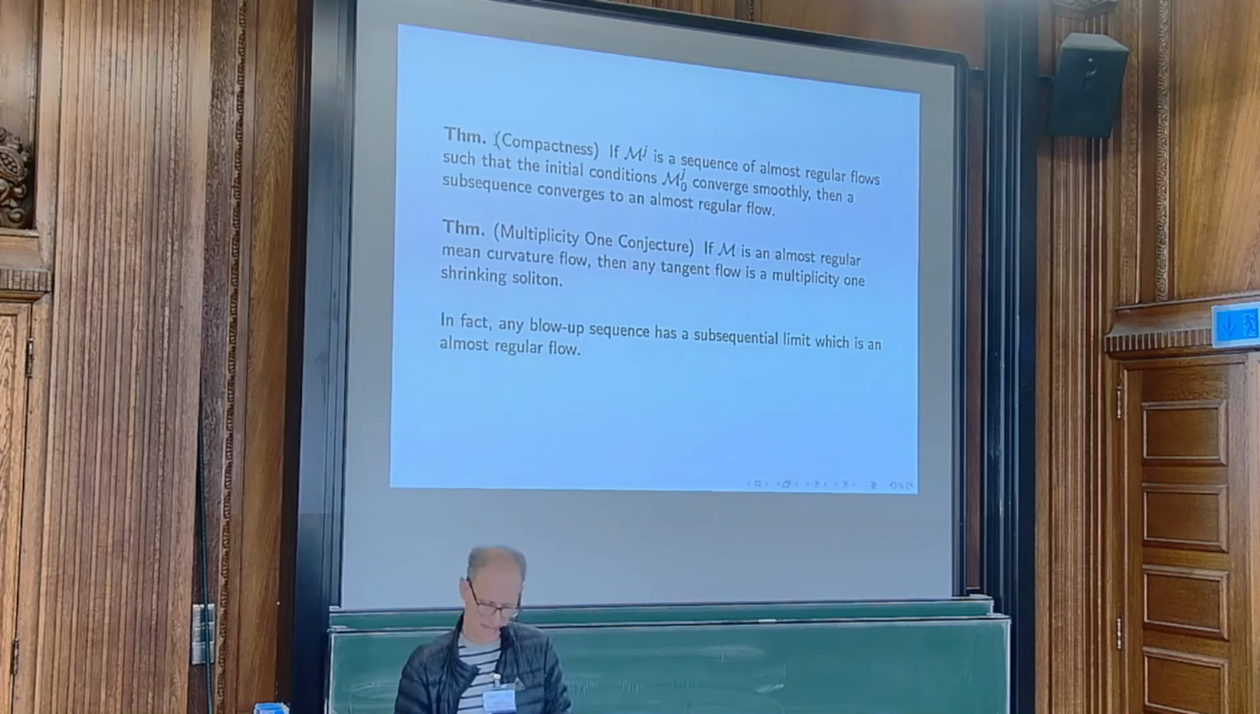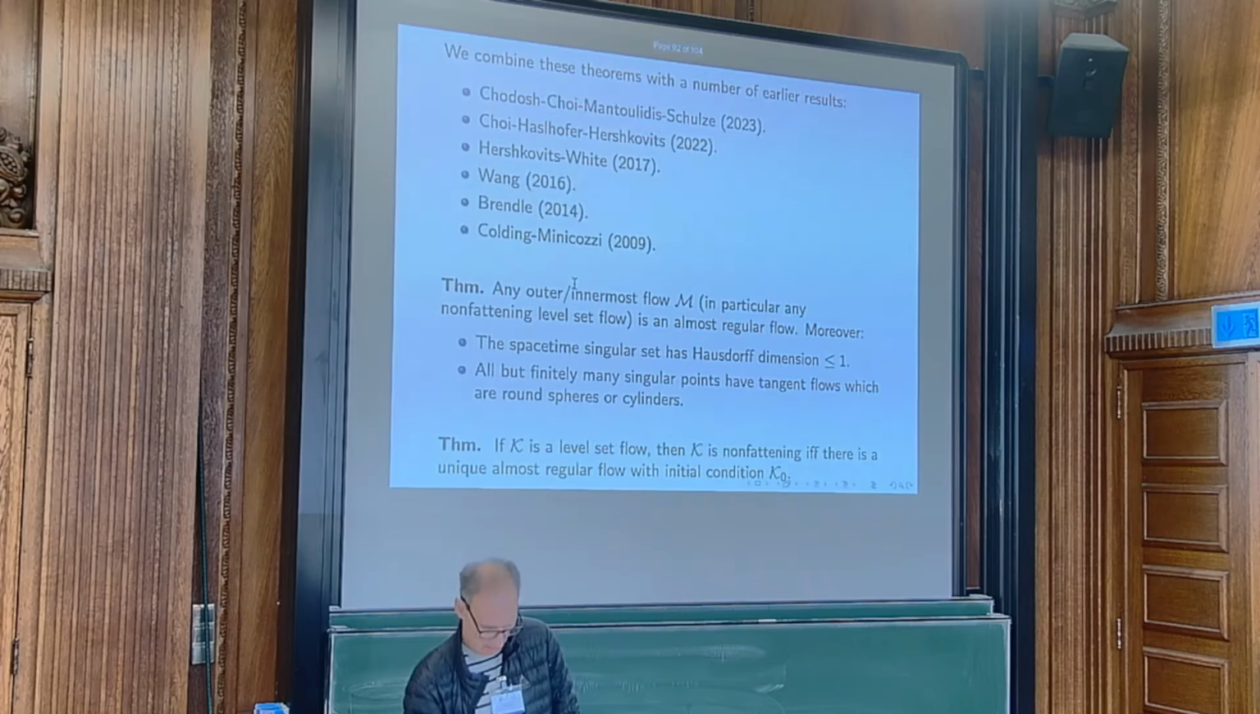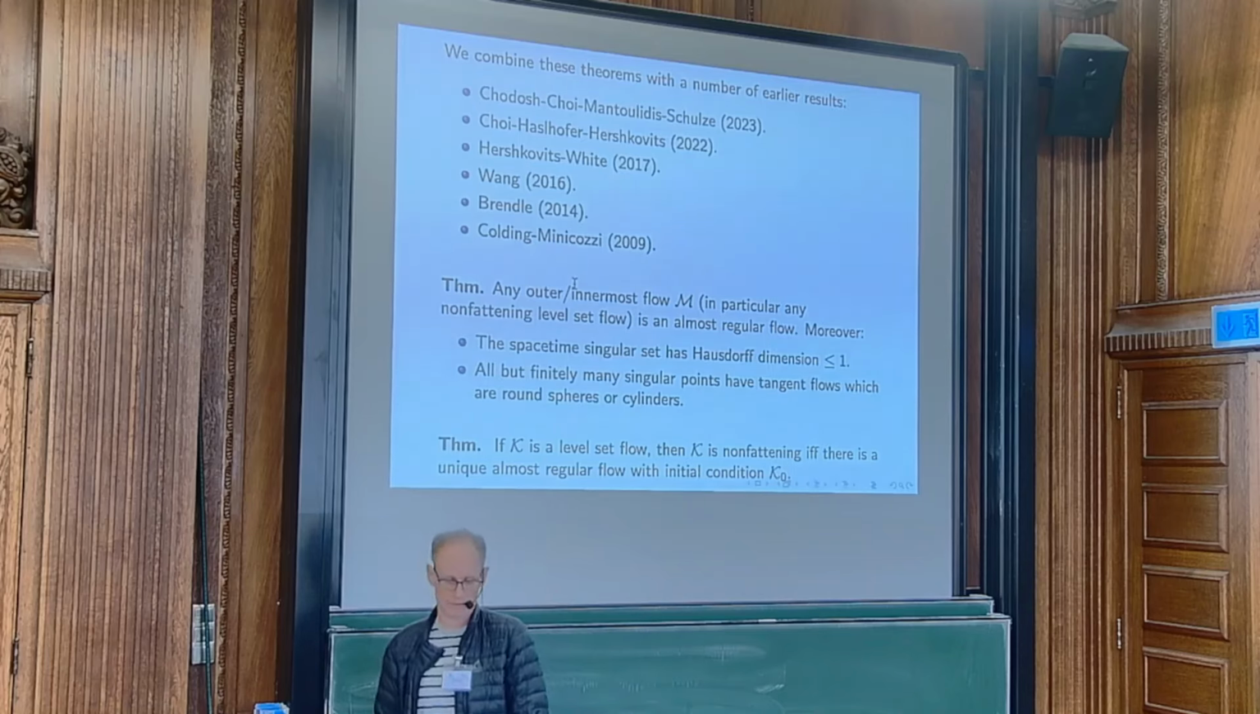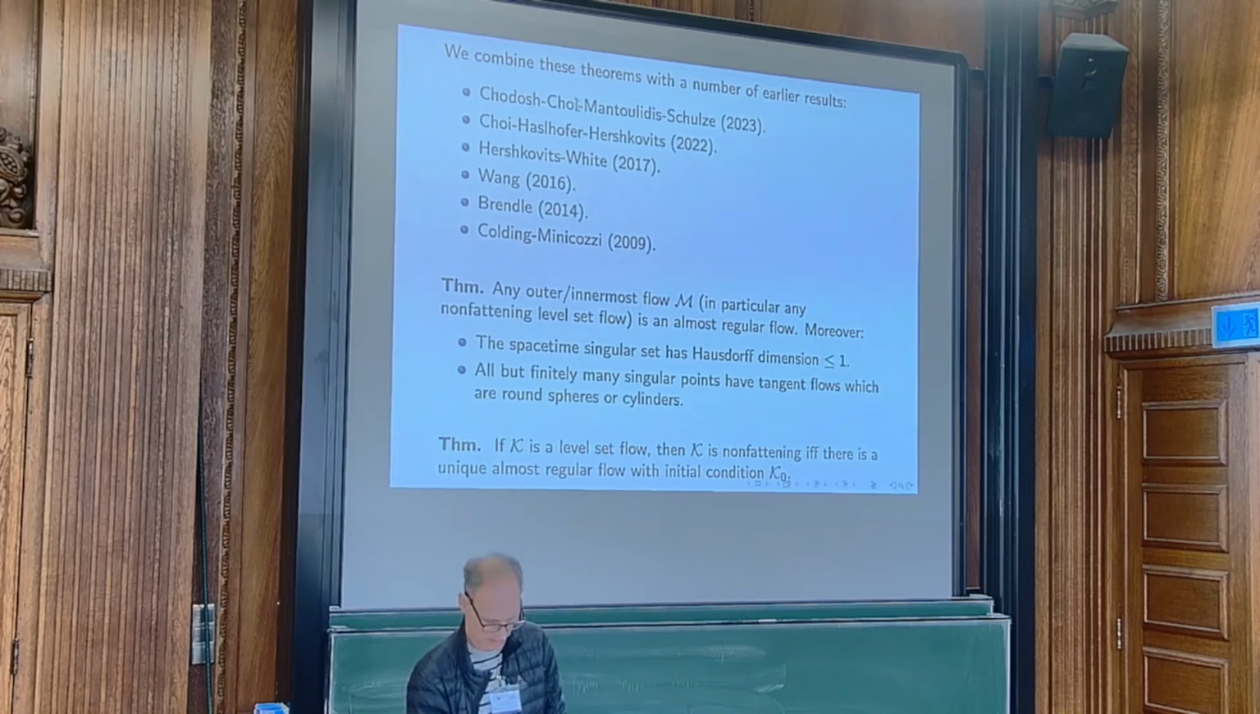So first of all, there's a compactness result. If you have a sequence of these whose initial conditions converge smoothly, then these almost regular flows will converge subsequentially to an almost regular flow. You get a version of the Multiplicity One Conjecture. So if you have an almost regular flow, then any tangent flow is a multiplicity 1 shrinking soliton. And then we combine these theorems with some of these earlier results that I was referring to. So this is a result about generic singularities. These two are about the mean curvature singularity conjecture.